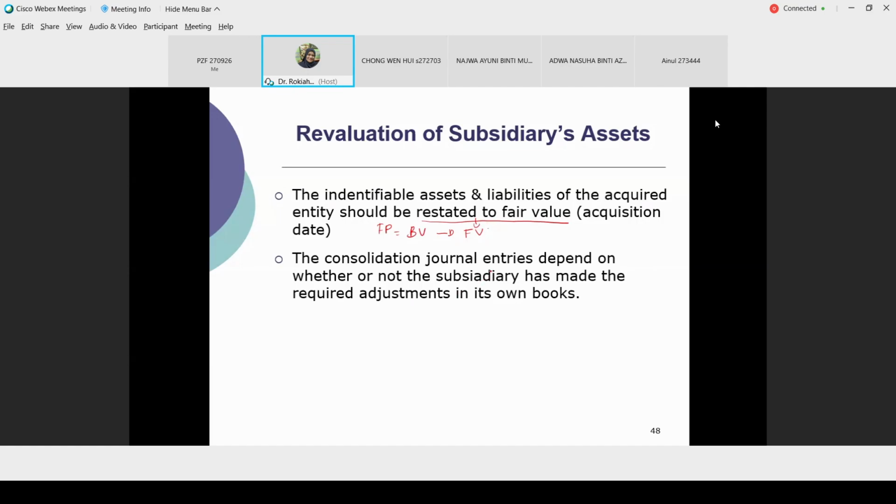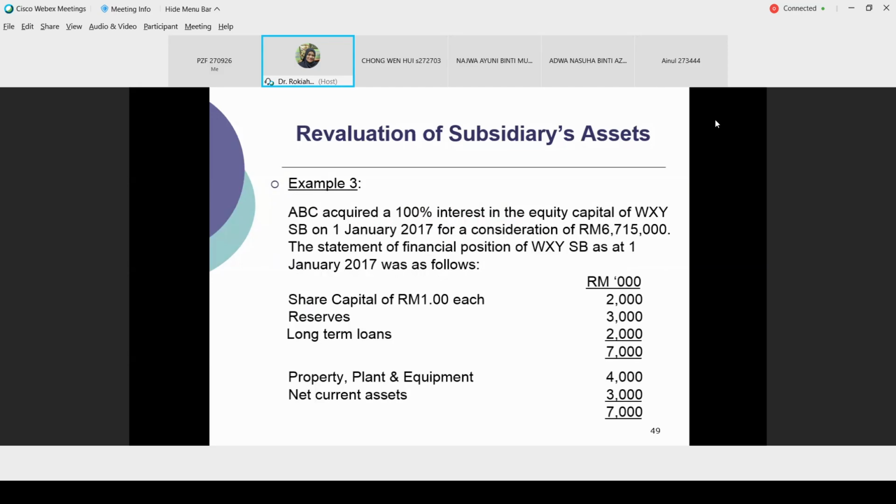The consolidation journal entry depends on whether or not the subsidiary has made the required adjustment in its own books. So you need to look at whether they already made an adjustment or not. If there is no adjustment, then we need to make an adjustment. The adjustment here refers to the change from book value to fair value. So let's look at example 3.